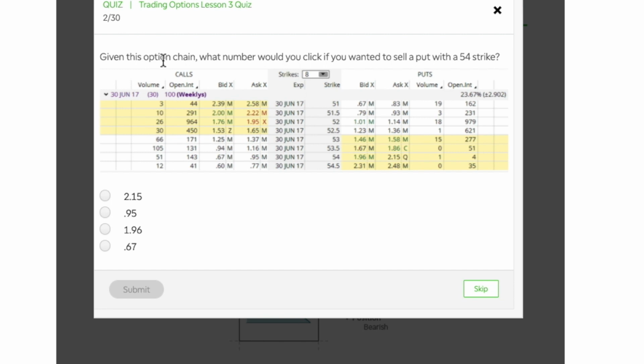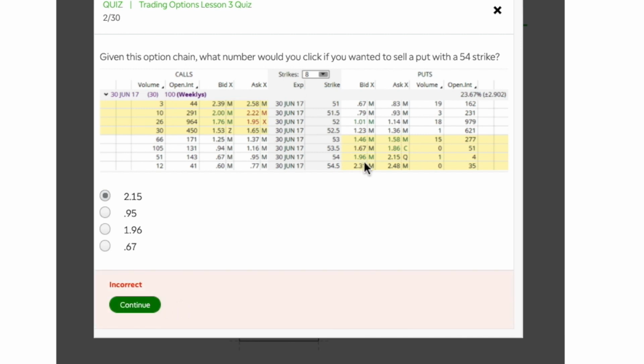Given this option chain, what number would you click if you wanted to sell a put with a 54 strike? If I wanted to sell a put with a 54 strike, it says here puts 54 strike. The number I would click is, so bid is what people want to buy it for, and ask is what people want to sell it for. So obviously if you want to buy it, it's going to be cheaper. If you want to sell it, you want to sell it at higher. So selling it, I'd want to sell it at 2.15.